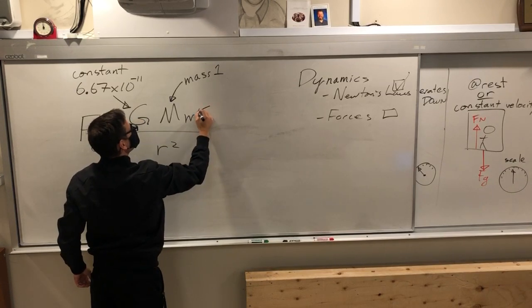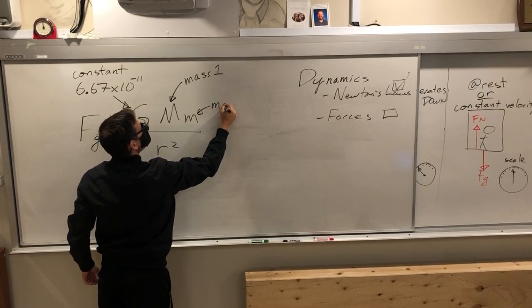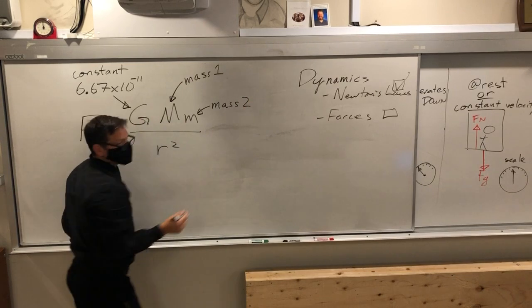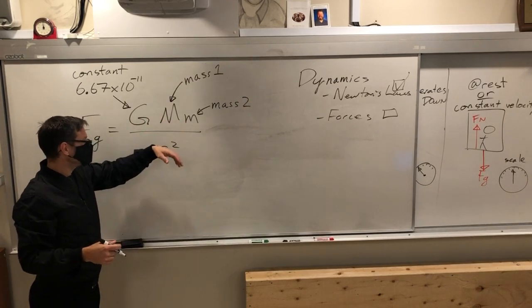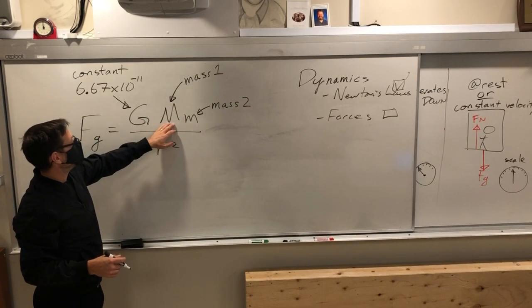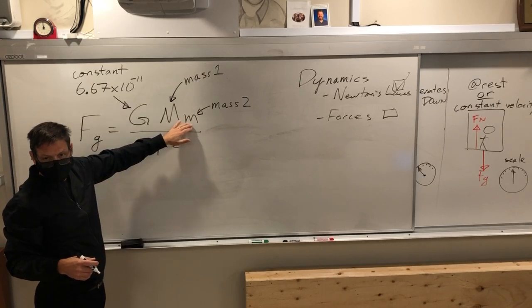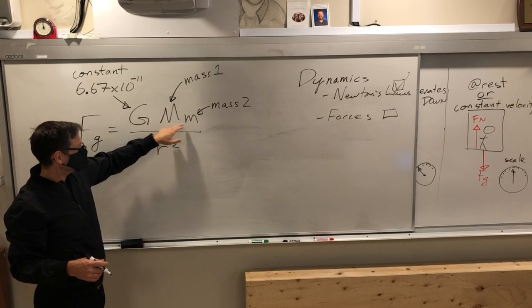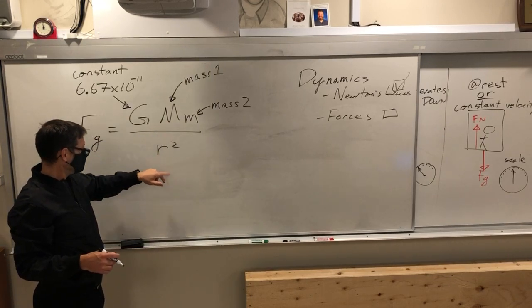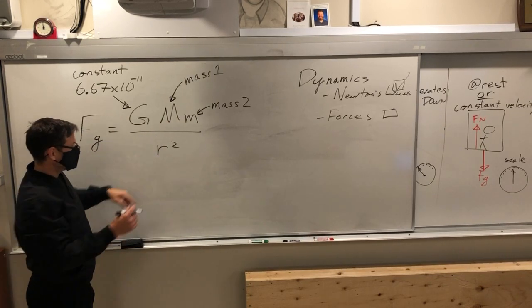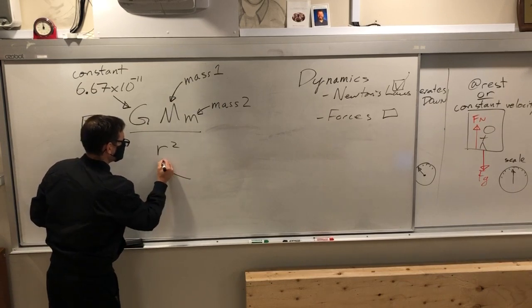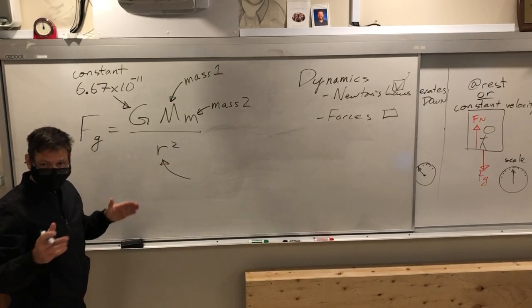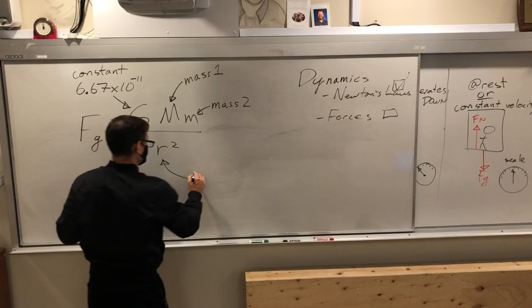And what's little m? Yeah, we'll just say mass 2. You can say M1 or M2, or you could say mass of planet and mass of satellite, or any two masses, it doesn't matter. I just like doing big M and small m. And then R is the distance between the objects.